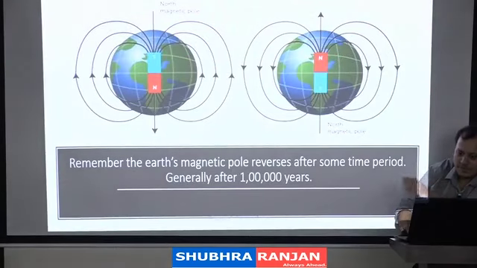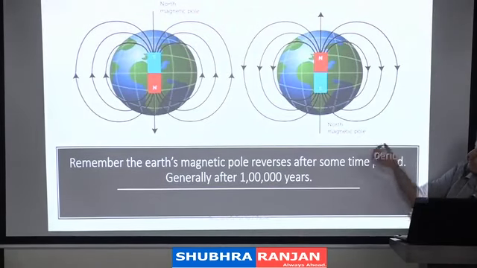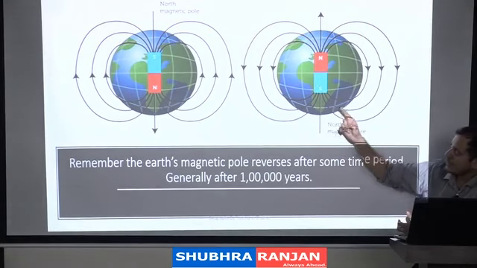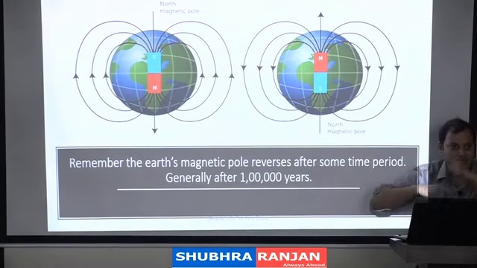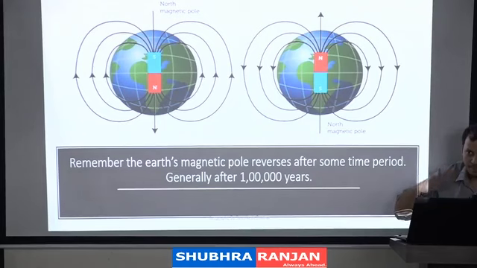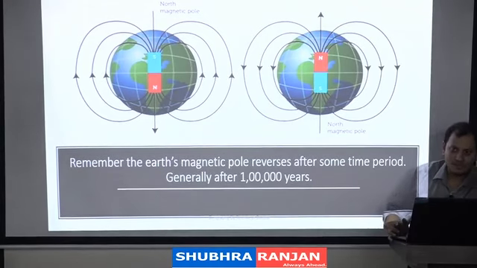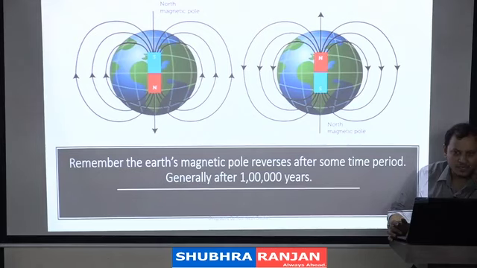So if this is the magnetic field of the earth today, normal magnetic field, and over the period of time the magnetic field goes on reversing. So this is a regularly occurring phenomenon because convectional currents are changing the direction and therefore the magnetic field reverses.